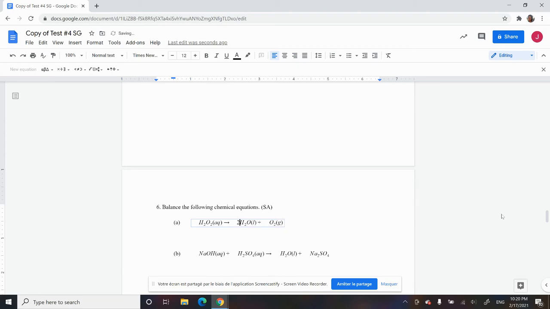I'm going to put a 2 in front of the H2O because I know I need an even number of oxygens because I've got the 2 in front here. So now I've got a total of 4 oxygens on my right. So I need 4 on my left. So I put a 2 there. Now my hydrogens are balanced. Everything looks good here.